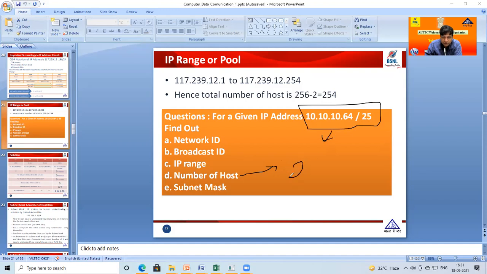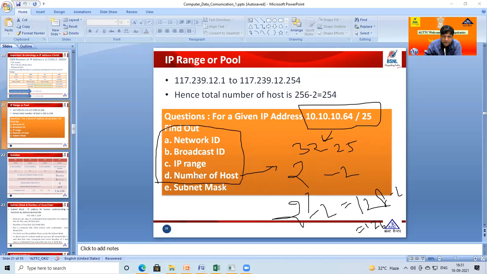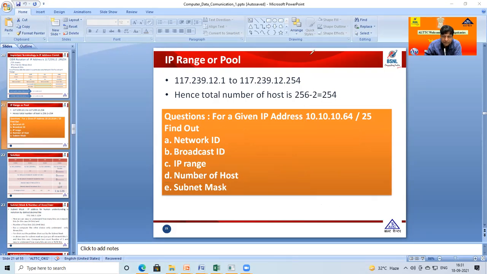What is the number of hosts? We calculate 2 to the power of (total 32 bits of the binary minus 25, which is the fixed part), and minus 2. That means 2 to the power 7 minus 2, that means 128 minus 2, that means 126. Okay, so this calculation was already done yesterday, and we go ahead with the further part.